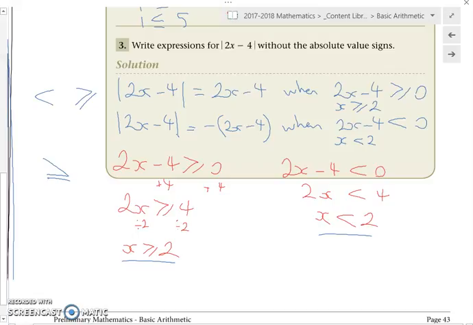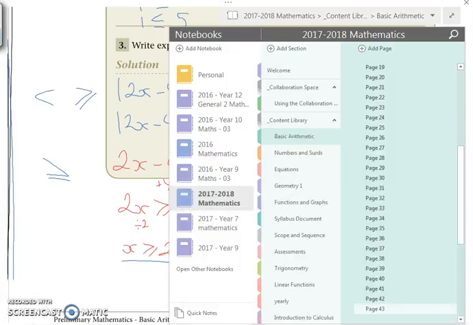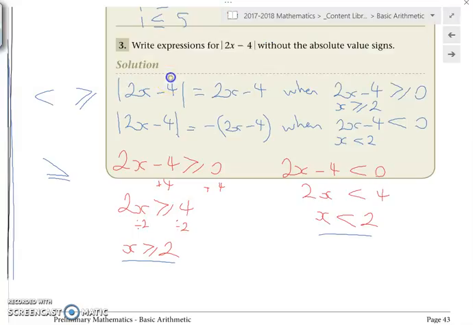All right. Now, I've actually answered the question, but I'm wondering if you guys have seen where I've written the answer to the question. Right up the top in the blue. Can you see where I've written it under each situation? Okay, so what we've got is, I will highlight it. This is the expression without the absolute value sign.